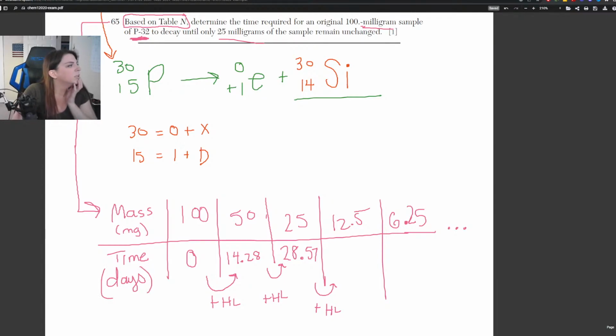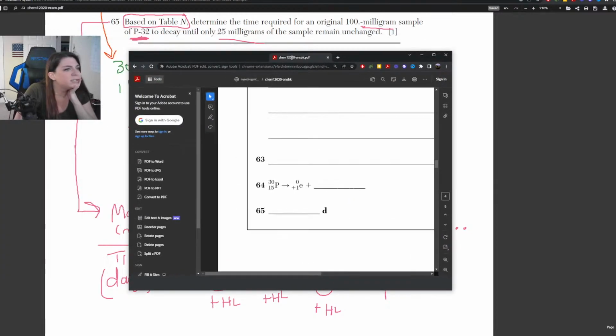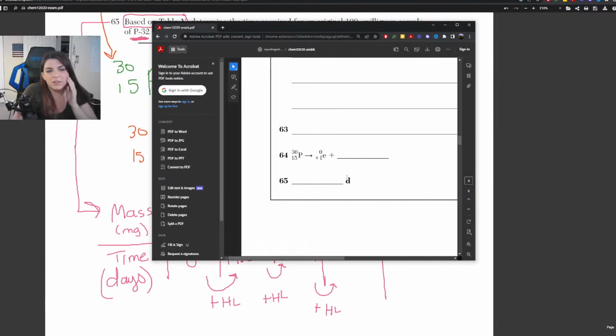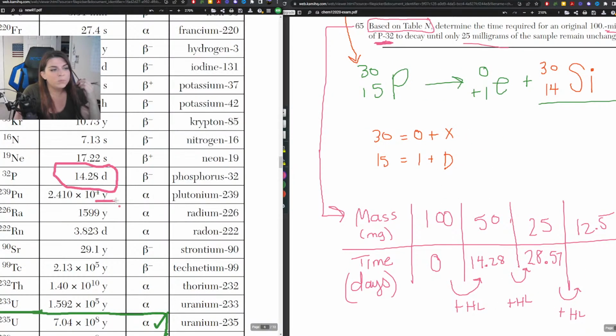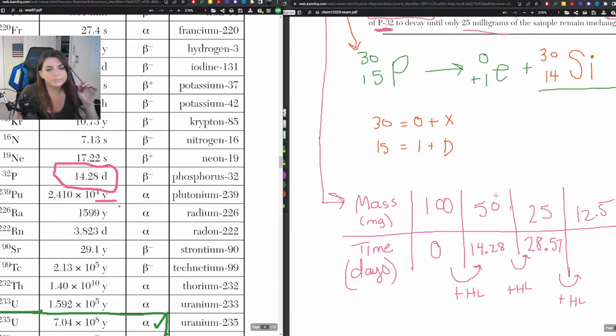And I'm going to take a look at the answer booklet just to see. Oh, they were nice enough. Check that out. 65, they give you the unit, they tell you it's days. So if you accidentally looked at table N and found, I don't know, plutonium, which is working in years, and then the answer booklet tells you that your answer should have been in days, then obviously you know you did something wrong. So that's nice of them. They do that a lot, actually. They give you the units.